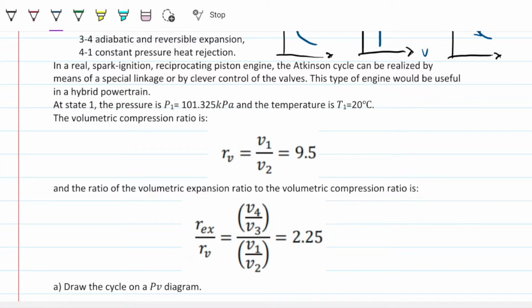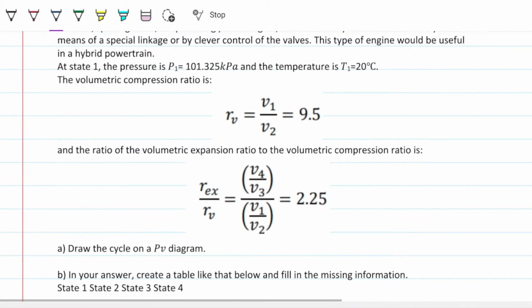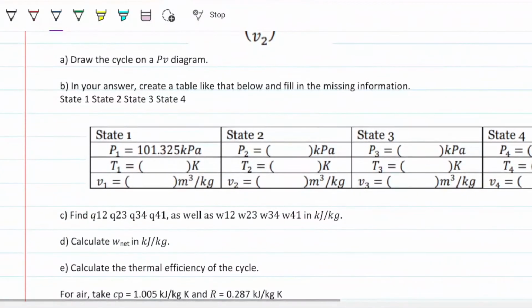At state 1, the pressure P1 is 101.325 kilopascals, and the temperature is 20 Celsius. The volumetric compression ratio is 9.5, and the ratio of the volumetric expansion and the volumetric compression ratio is 2.25. So then what do we need to do? Draw the cycle in the PV diagram, and write down the answers for all the states according to the table here.